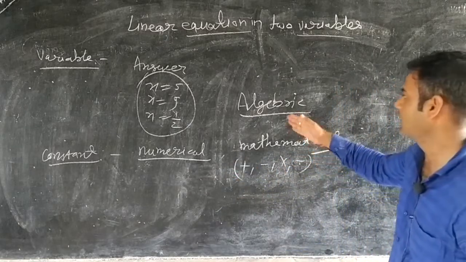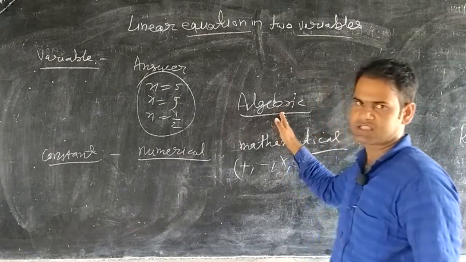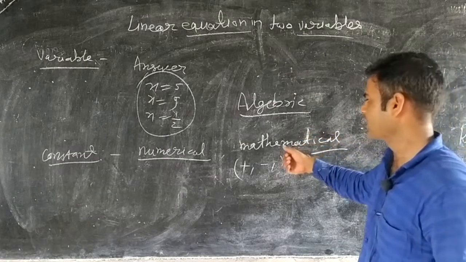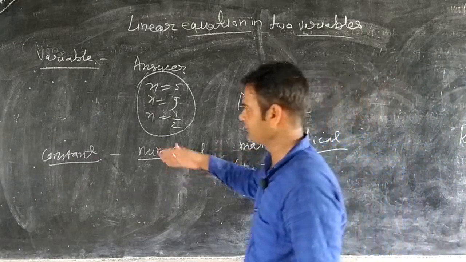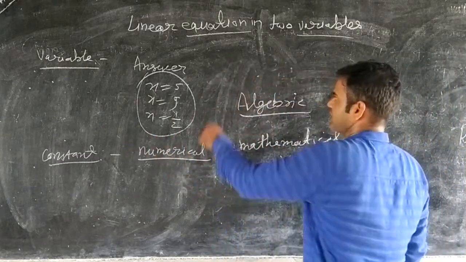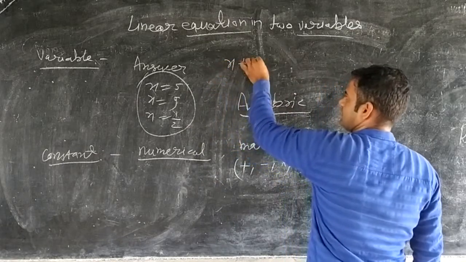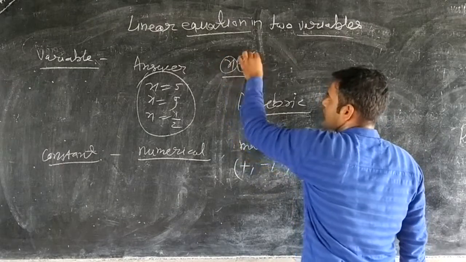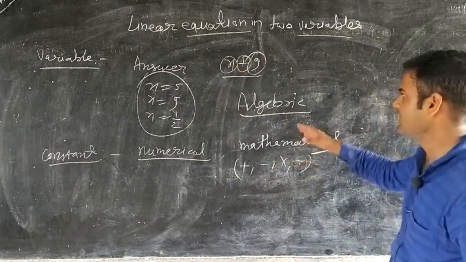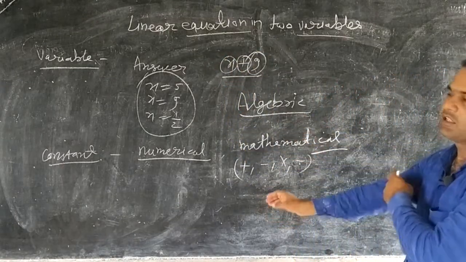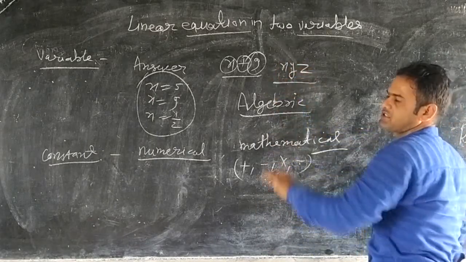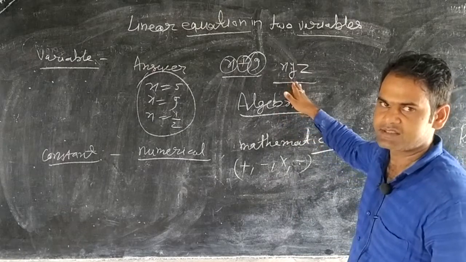So first, the algebraic expression. What is an algebraic expression? An algebraic expression is described in the form of mathematical operations used with variables and constants. For example, x plus 9. Here a mathematical operation is used with a variable and a constant, so it is known as an algebraic expression. There are many examples, like x, y, z. It is also an algebraic expression example.